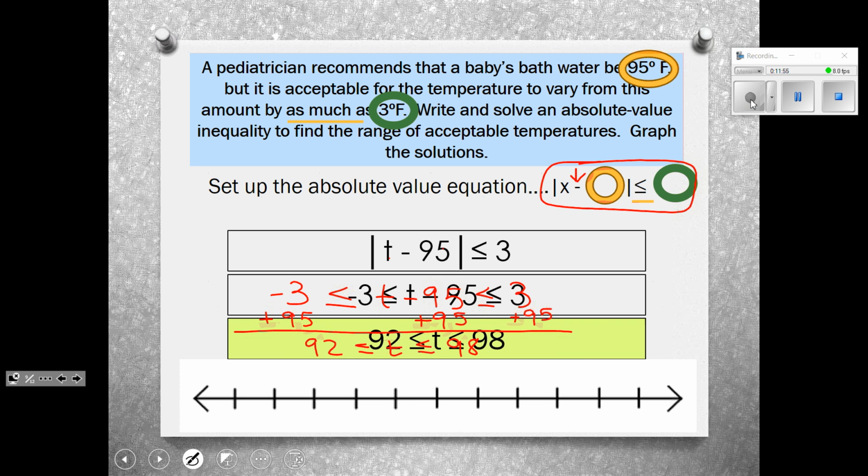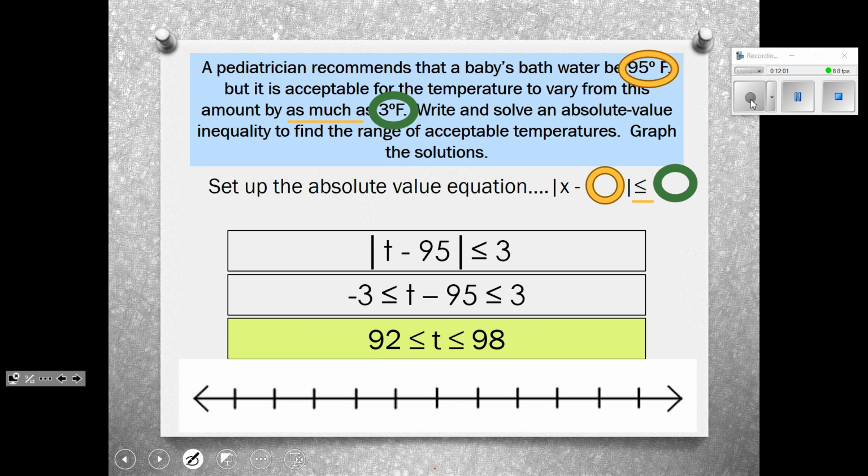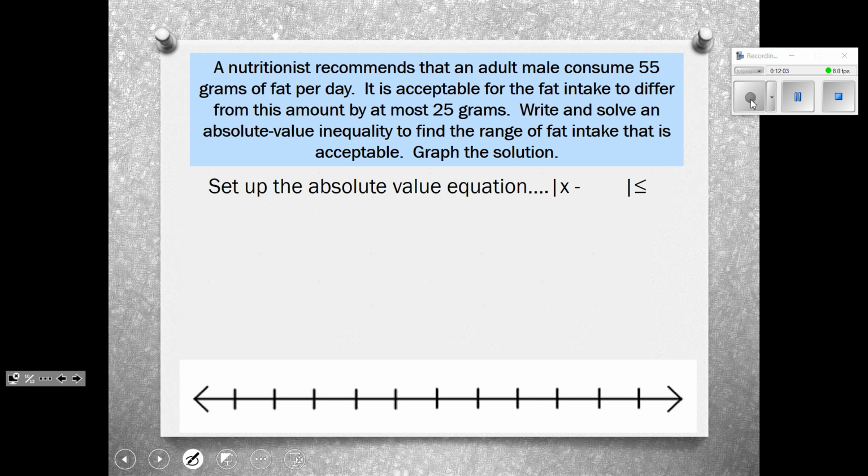Okay, let's look at another example. Again, you're looking for the base number and then how much it varies. A nutritionist recommends that an adult male consume 55 grams of fat per day. It is acceptable for the fat intake to differ from this amount by at most 25 grams. So again, we have our base number, which is 55. We're going to plug it in right here. And then we have how much it varies by, and we're going to plug it in right here.